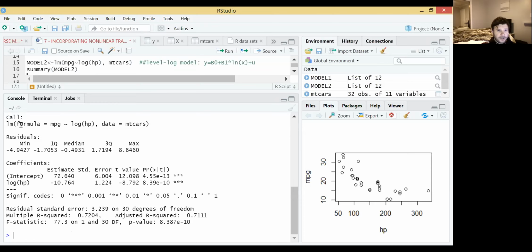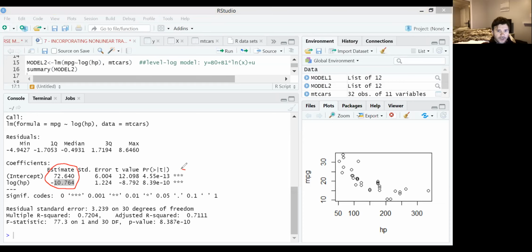And now down in the terminal window, we can see that, right? We have MPG on the left. We have log of horsepower on the right. Okay, and note that our beta 0 and beta 1 parameters have changed a little bit due to the change in the functional form of the regression model that we've estimated. So we did have these parameter estimates change.